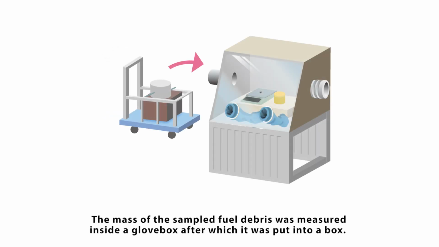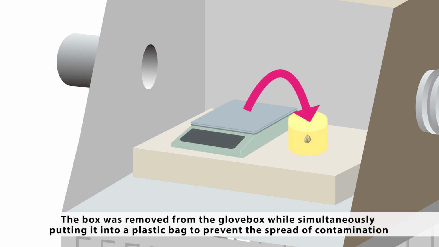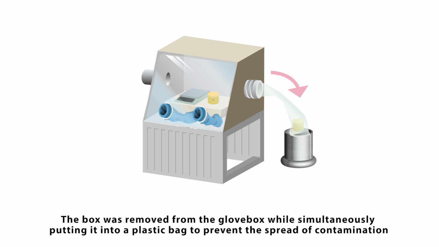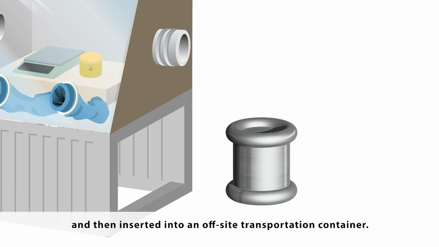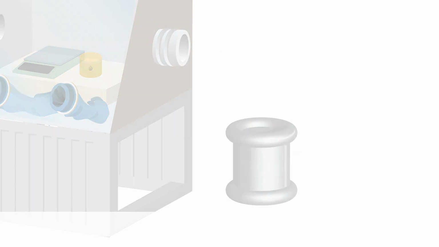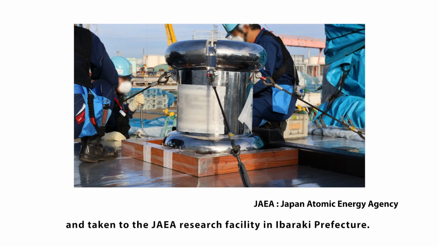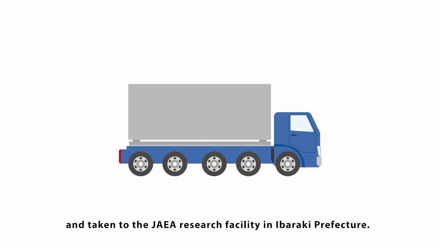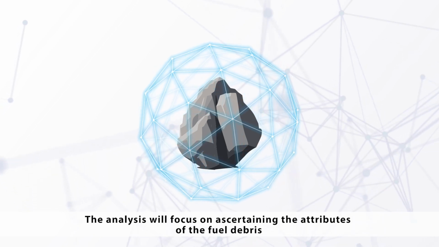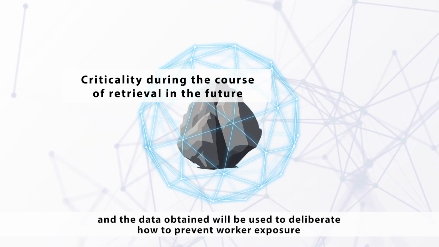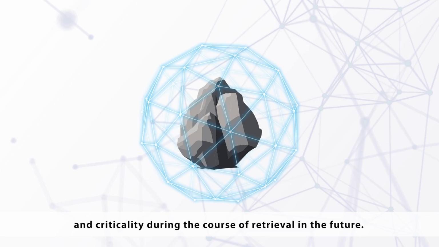The mass of the sampled fuel debris was measured inside a glove box, after which it was put into a box. The box was removed from the glove box while simultaneously putting it into a plastic bag to prevent the spread of contamination, and then inserted into an off-site transportation container. The off-site transportation container was then loaded onto a transfer vehicle and taken to the JAEA research facility in Ibaraki Prefecture. The analysis will focus on ascertaining the attributes of the fuel debris, and the data obtained will be used to deliberate how to prevent worker exposure and criticality during the course of retrieval in the future.